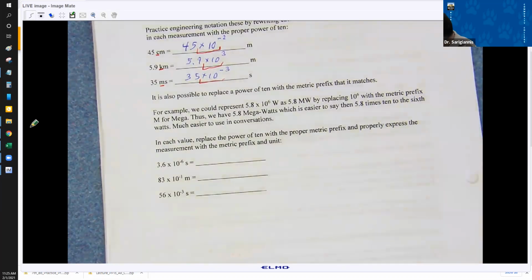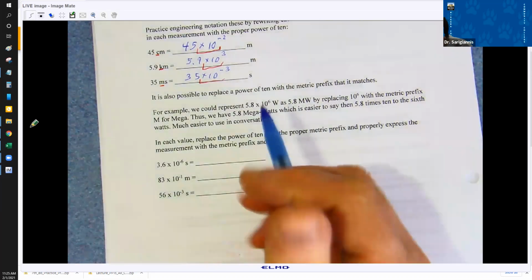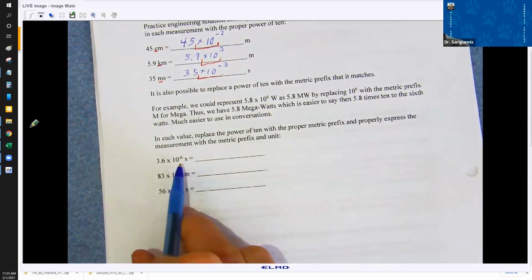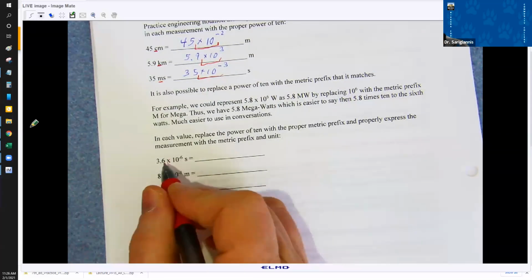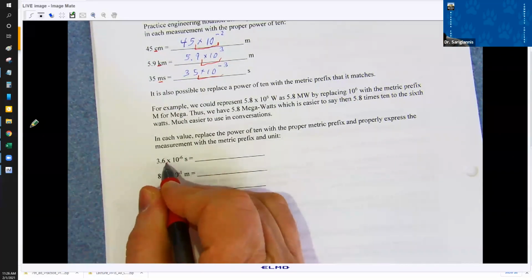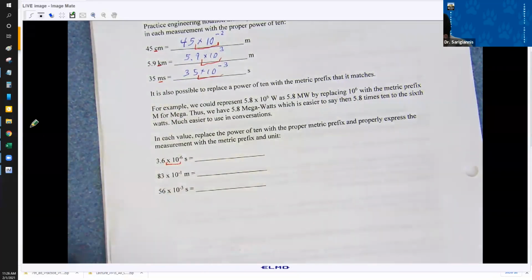All right, so let's see. We're going to replace each power of 10 with its value. So we've got 3.6 times 10 to the minus 6 seconds. We're going to look at our prefix table. Let me move this up.